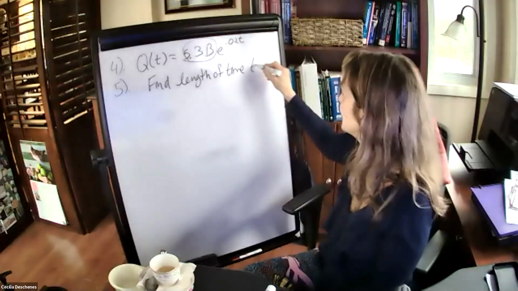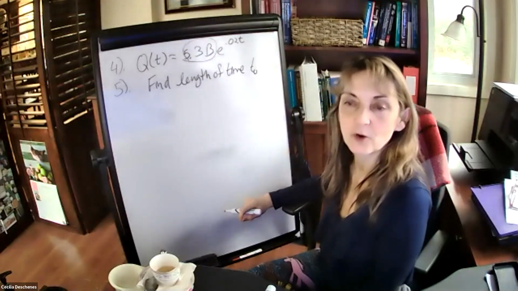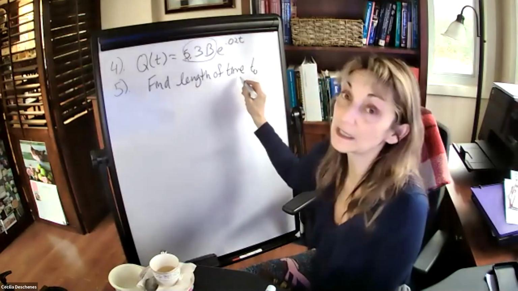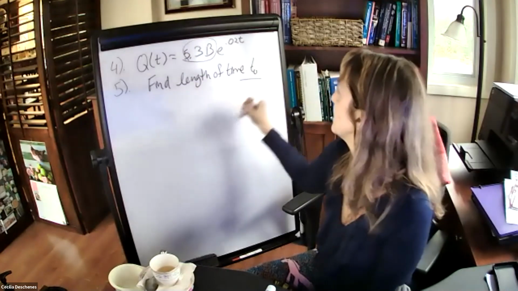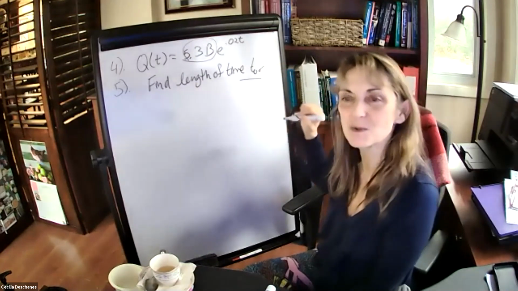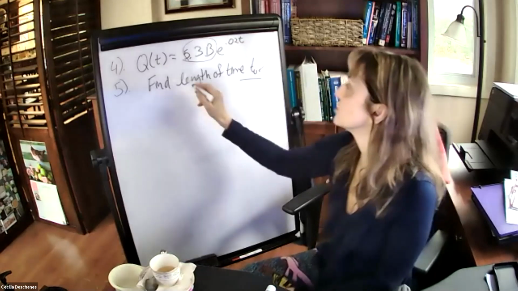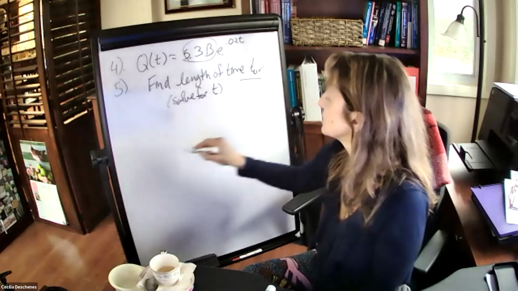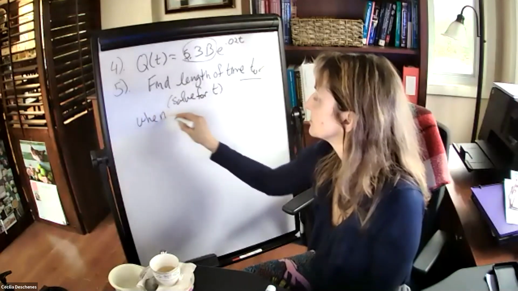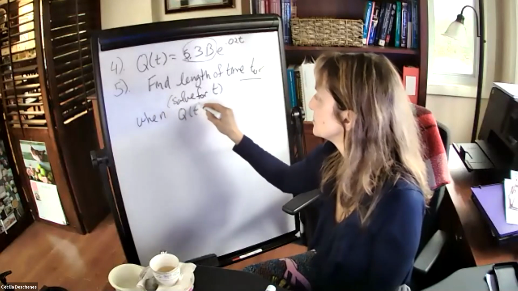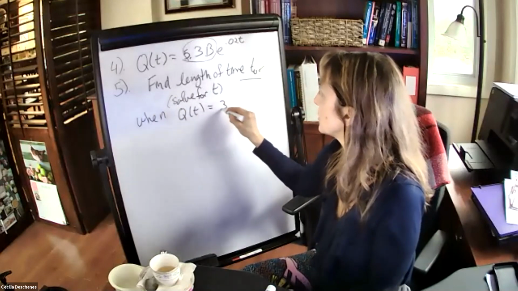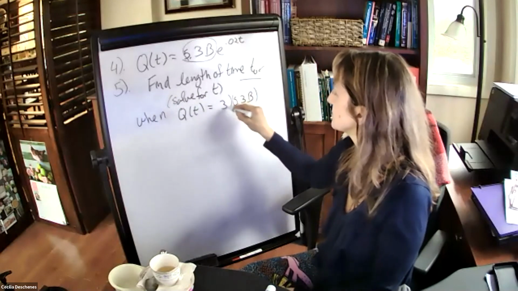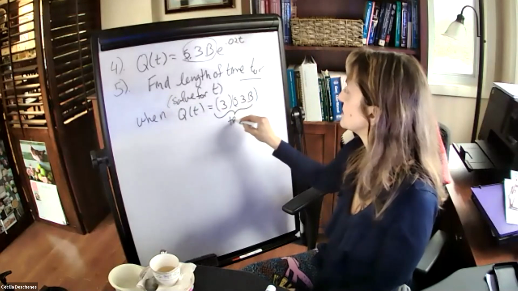Okay, so find the length of time, t naught, for the world population to triple in size. So this is pretty clear, we're going to be solving for t. Now don't get thrown by this little t naught. They just mean a specific amount of time. So you're basically going to solve for t when Q is equal to 3 times 5.3 billion. This is what we mean by triple in size.